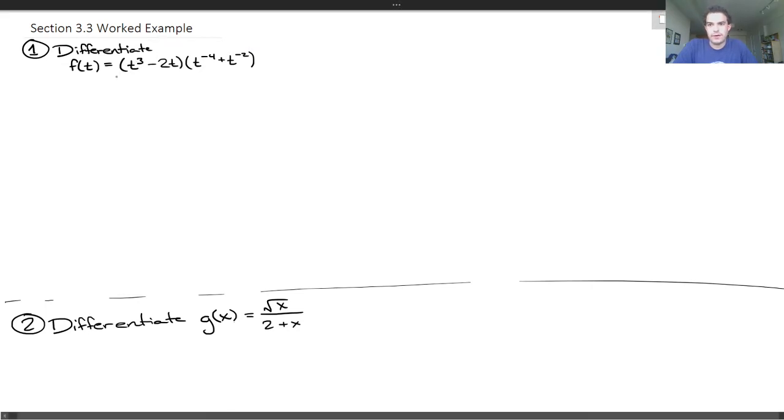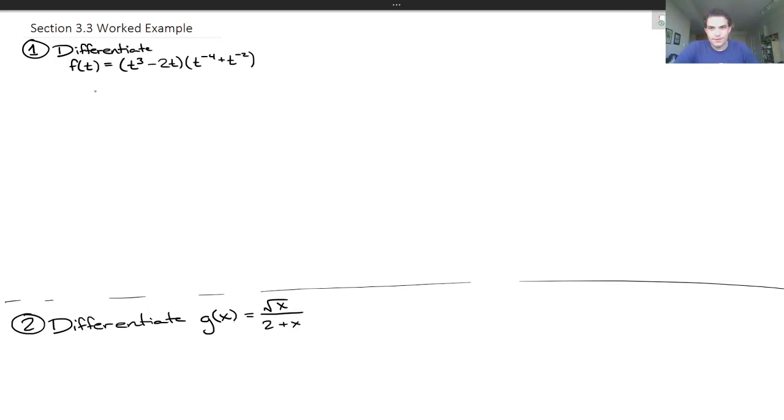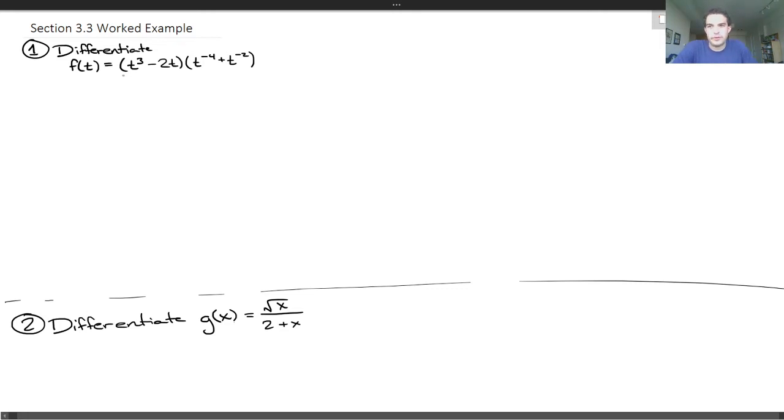So far we've been able to take derivatives with the limit definition, but now we can leave the limit definition behind. And unless we have a question specifically asking us to use that, we never have to use it again, which is wonderful because it's a very big, clunky definition. So instead, we're going to use the product rule and the quotient rule.